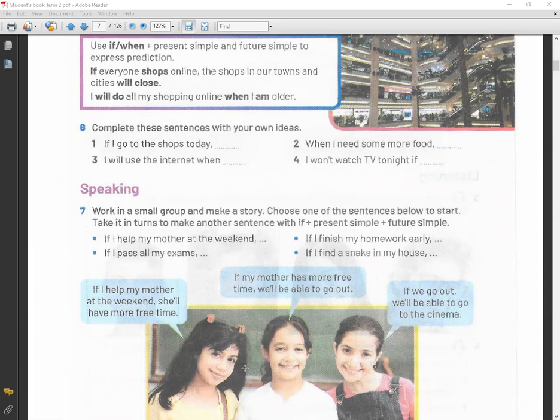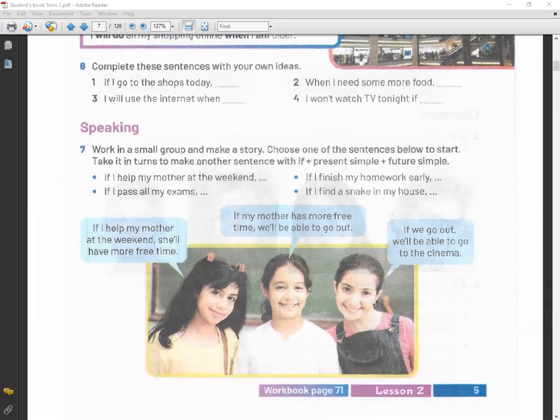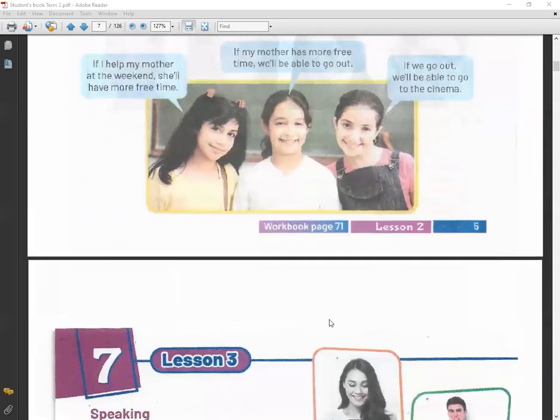The third one, if we go out, we will be able to go to the cinema. What about the fourth one, and the fifth, and so on? For example, the fourth one will say, if we go to the cinema, we will meet our friends. The sixth one will say, if we meet our friends, we will play together or spend happy time together, and so on. This is a story related to the first conditional.